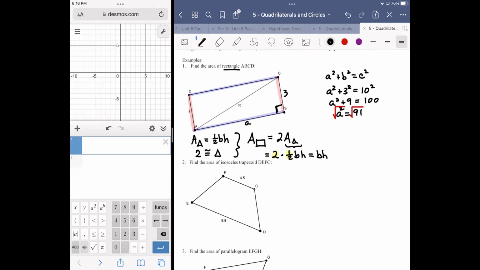So anyway, take the square root of both sides to get the a alone, and you get a is equal to the square root of 91. All right. So it's a squared plus 3 squared is equal to 10 squared. So a squared plus 9 is equal to 100. Knock the 9 off of both sides. That gave you 91.